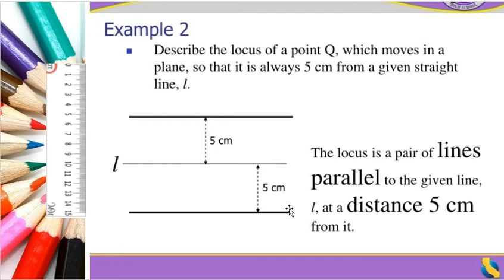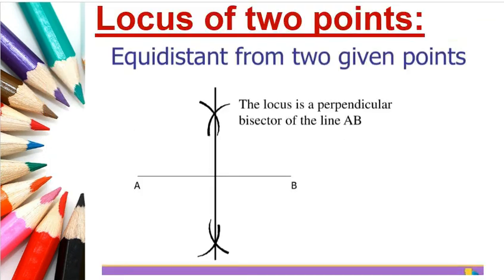Then the third locus is the locus of 2 points. When we have to draw a locus of 2 points, remember they will just ask to draw a locus equidistant from 2 given points. Like here on screen you can see that we have 2 points A and B. The locus is a perpendicular bisector of the line AB. So whenever we have 2 points, we will draw a perpendicular bisector.